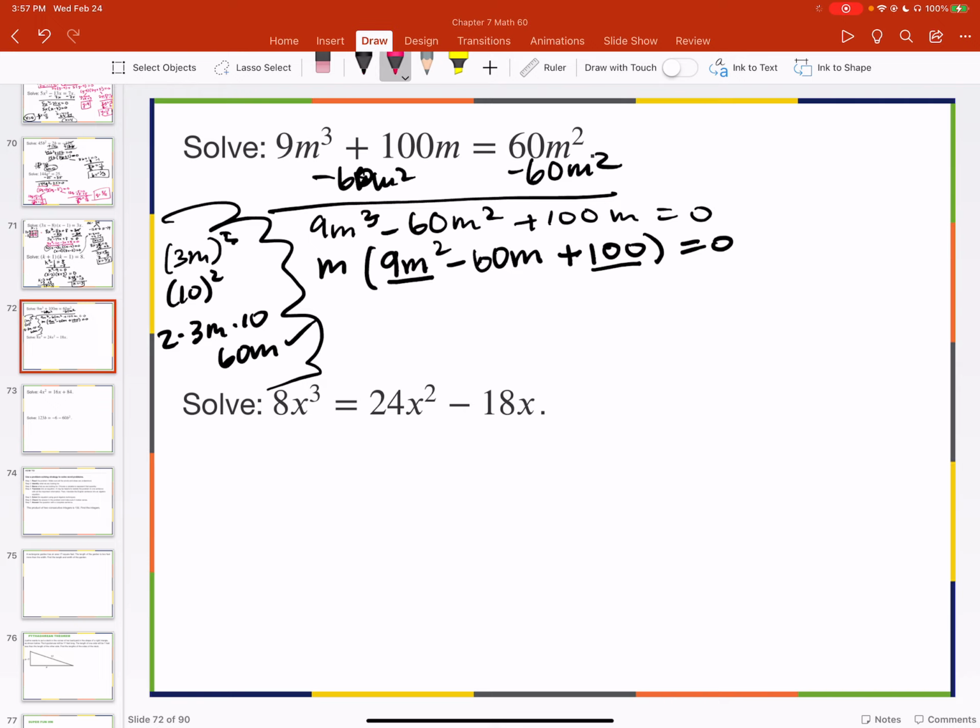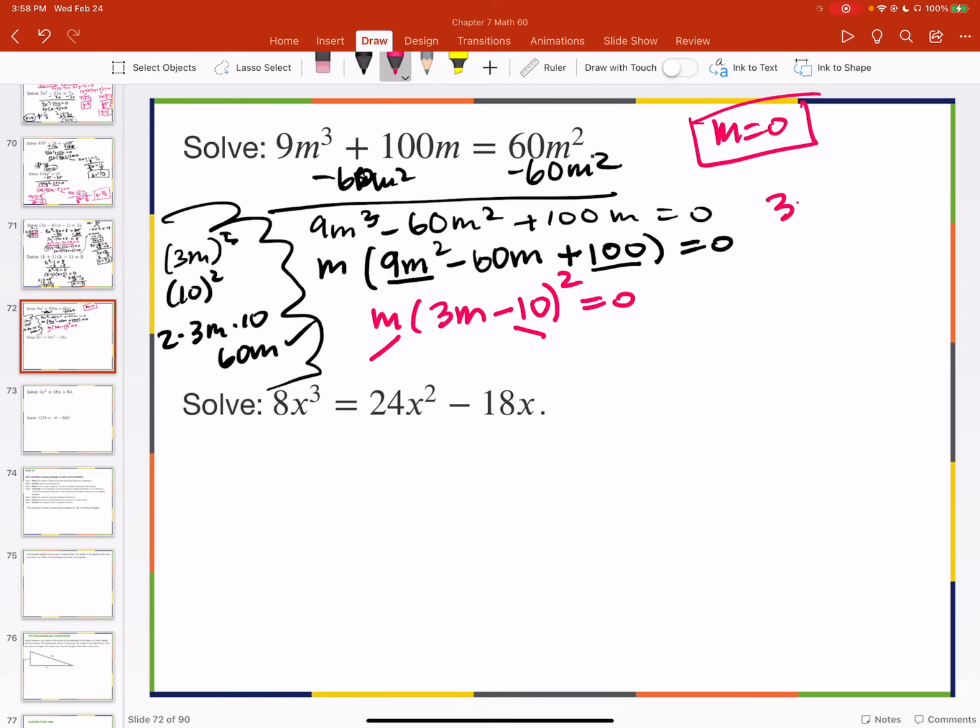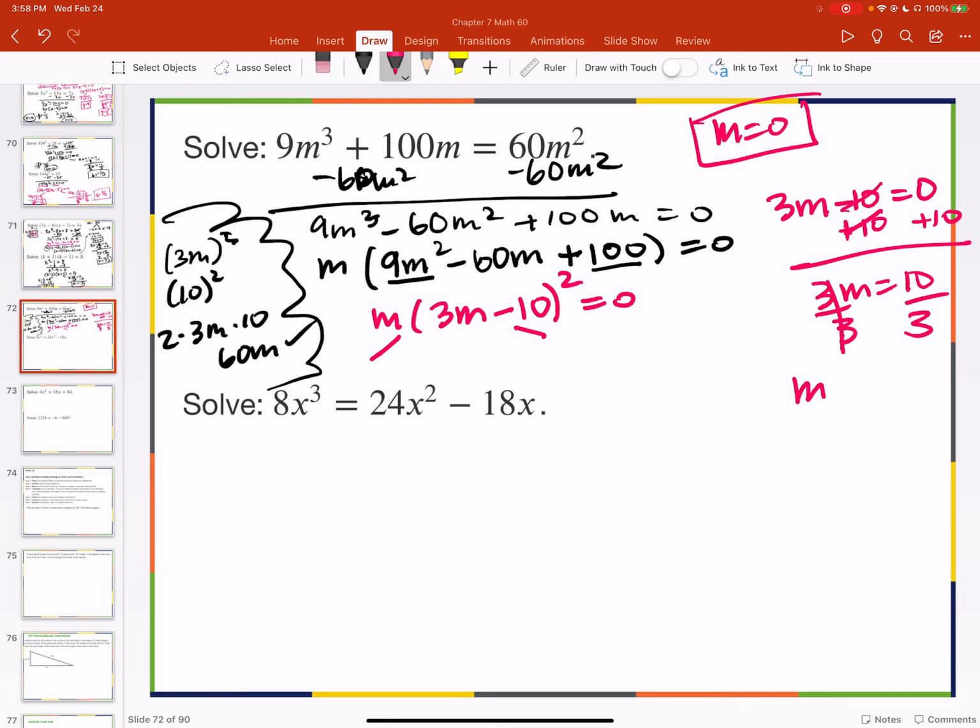So then this factors to become m times (3m minus 10) quantity squared equals 0. So then you really only have to use the zero product property twice, right? So m is equal to 0, since that's one of the factors. That was easy. And then the other one, it's a repeat factor, so you only need to solve it once. Okay, so if you have 3m minus 10 is equal to 0, 3m will then equal positive 10, and then simplify, m is equal to 10/3, and that's it.